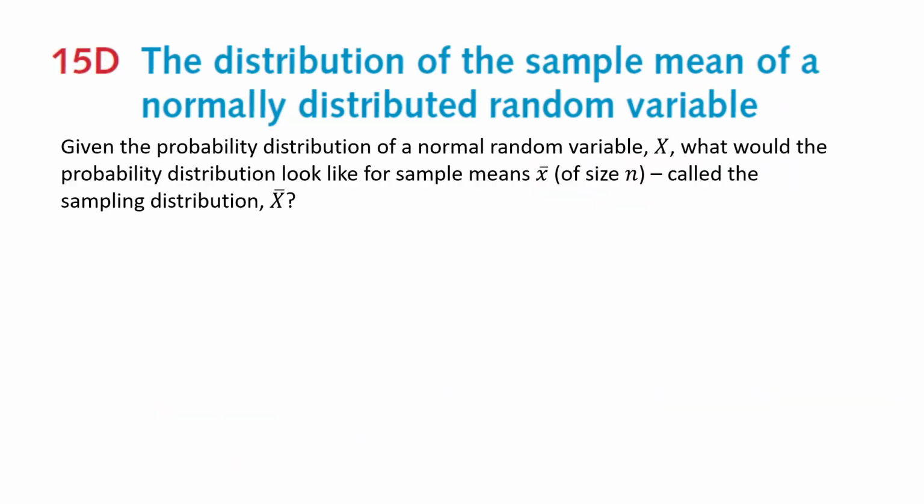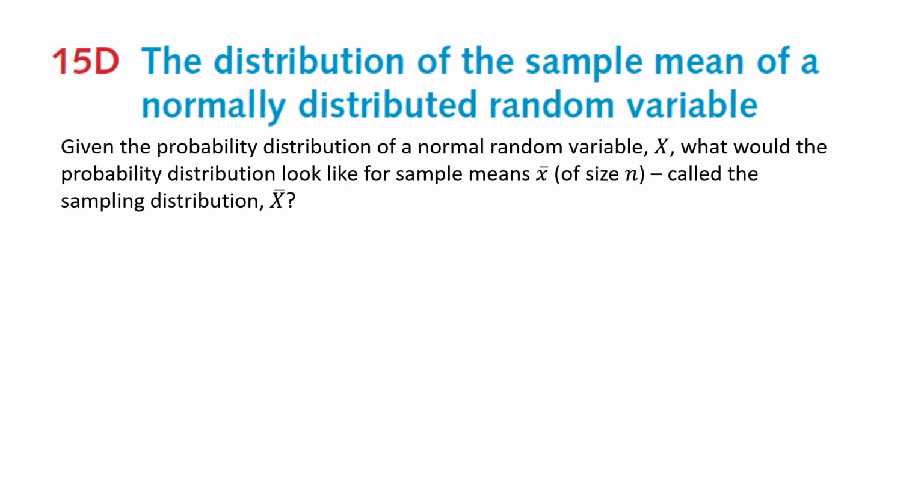All right, guys, so this next section is the final build up into the central limit theorem, and that's given a probability distribution for a normal random variable x. As we know, such a distribution would be marked entirely by its mean and its standard deviation. What would the distribution look like if we took samples of size n, so call them x bar, and plotted them all on an axis and observed its distribution?